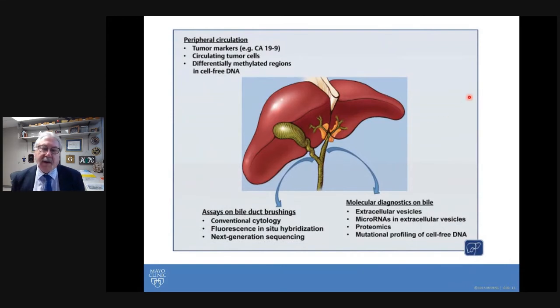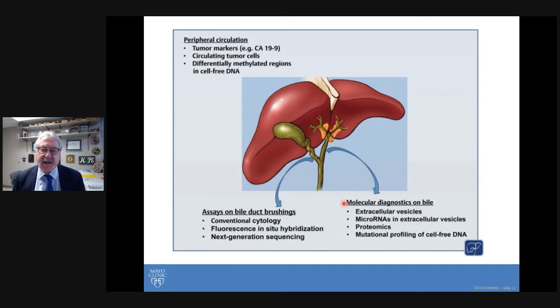So what is our toolbox for making the diagnosis of this disease? We have assays on bile duct brushings, so conventional cytology, and then what we use is fluorescent in situ hybridization, or FISH. We'll talk about this. Our experience with next generation sequencing of bile has not been fruitful, and we have abandoned such techniques.